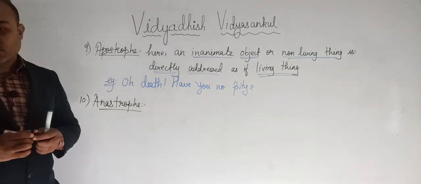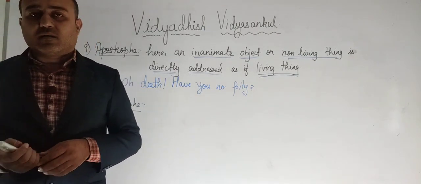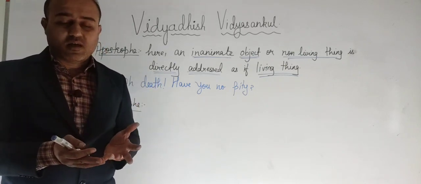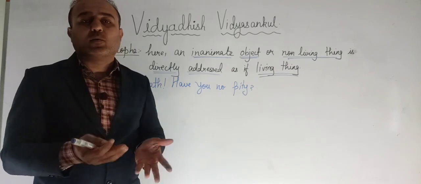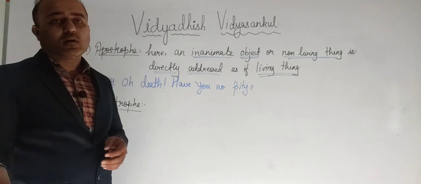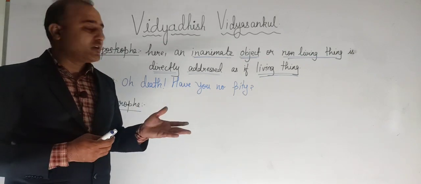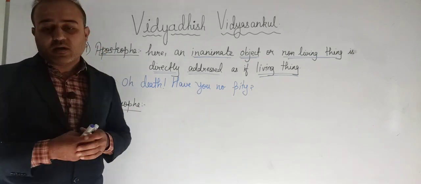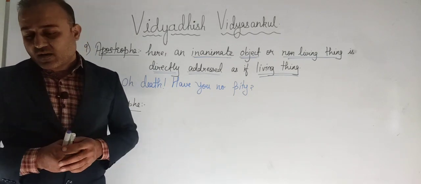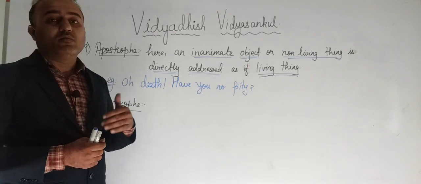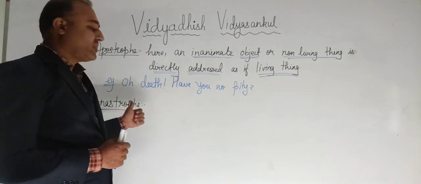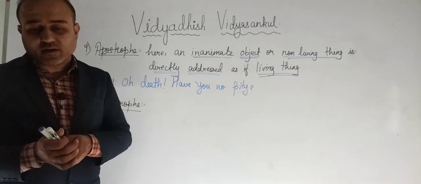Anastrophe is a figure of speech where the normal order of the words is reversed by the poet for greater poetic effect. So in this figure of speech, the normal order of the words is reversed. We can even say inversion of the sentences is known as Anastrophe. So let us write it down and try to understand it.